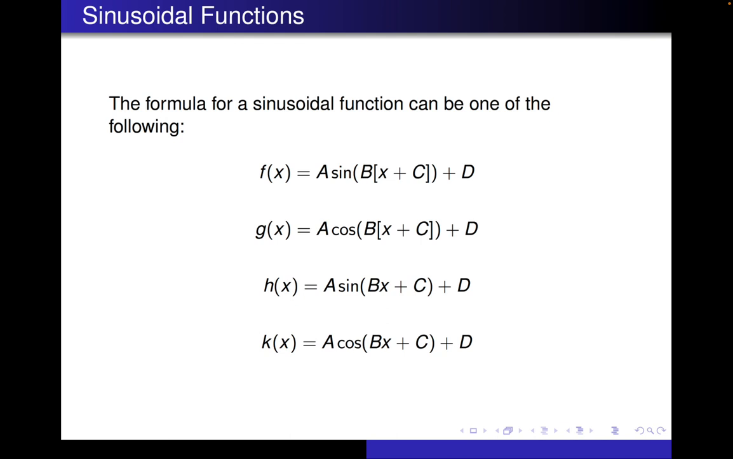And I should say these give you the same types of graphs, because if you were to, in the first two graphs, take that b and distribute it through the x plus c, you'll get the same form as h of x and k of x. But it is putting them in a slightly different form.